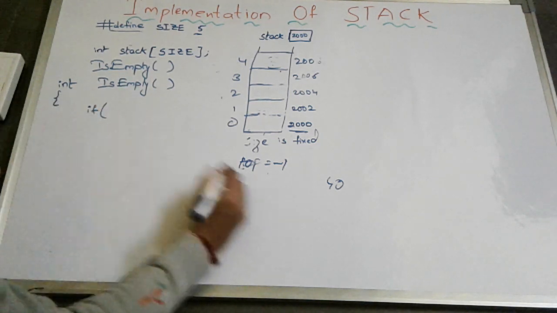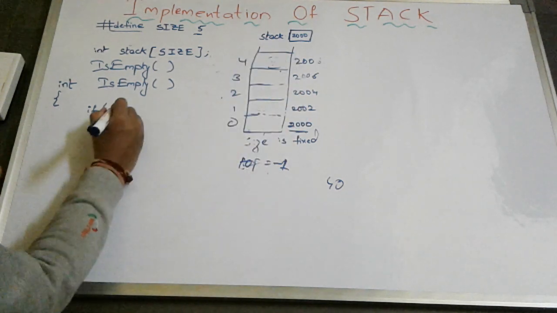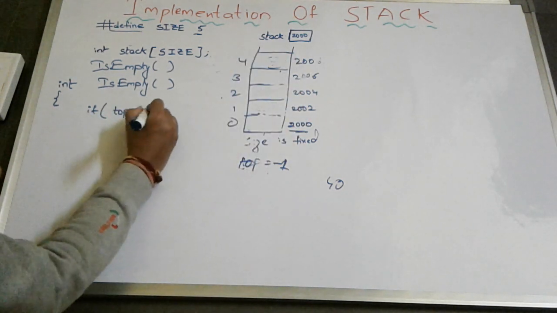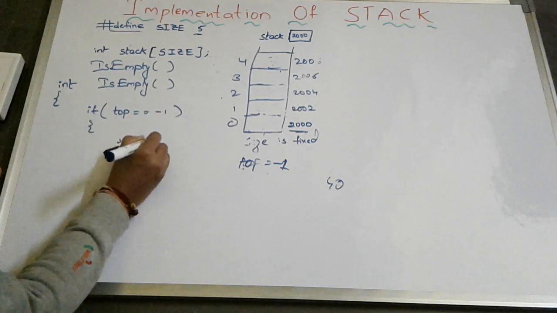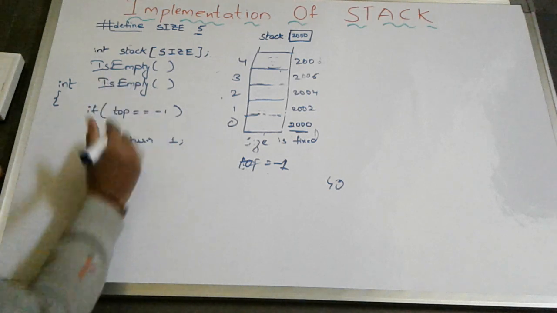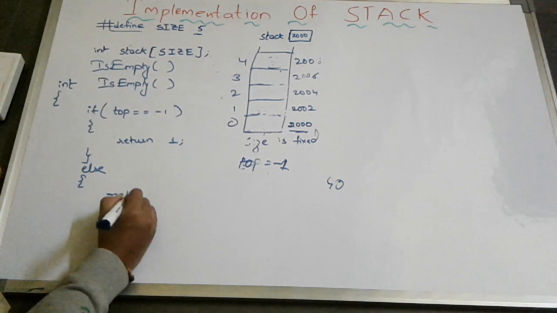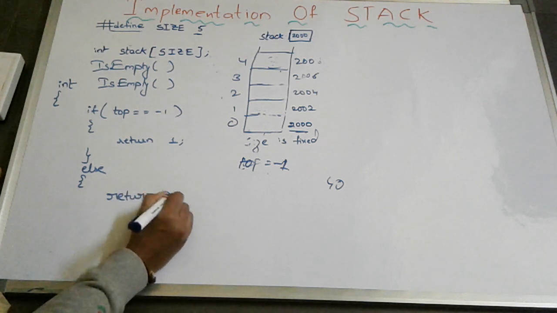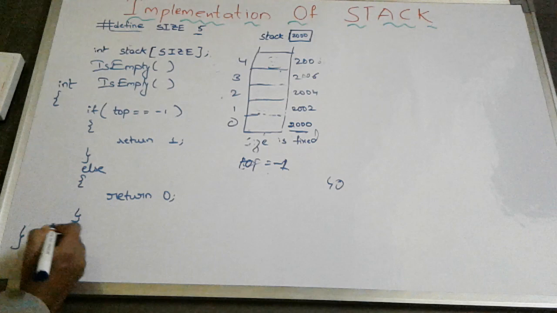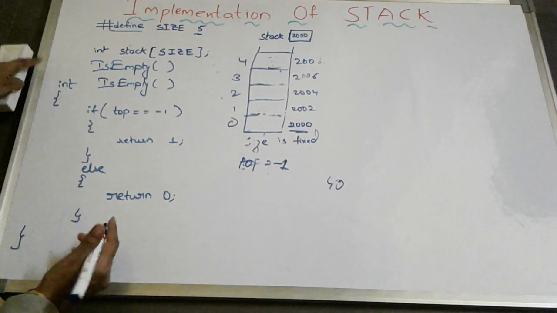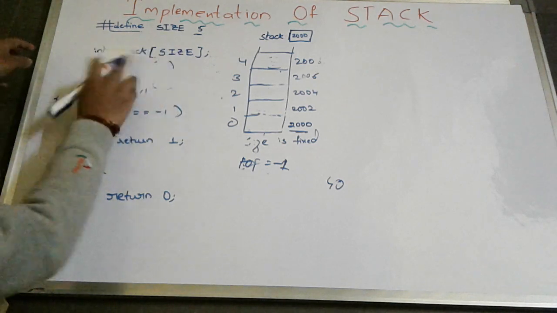So if top is -1, then this stack is empty. So if top equals -1, then return 1. That means stack is empty. Else return 0. It represents that stack is not empty. Okay, this is the is empty operation. Now we will see the traverse operation.